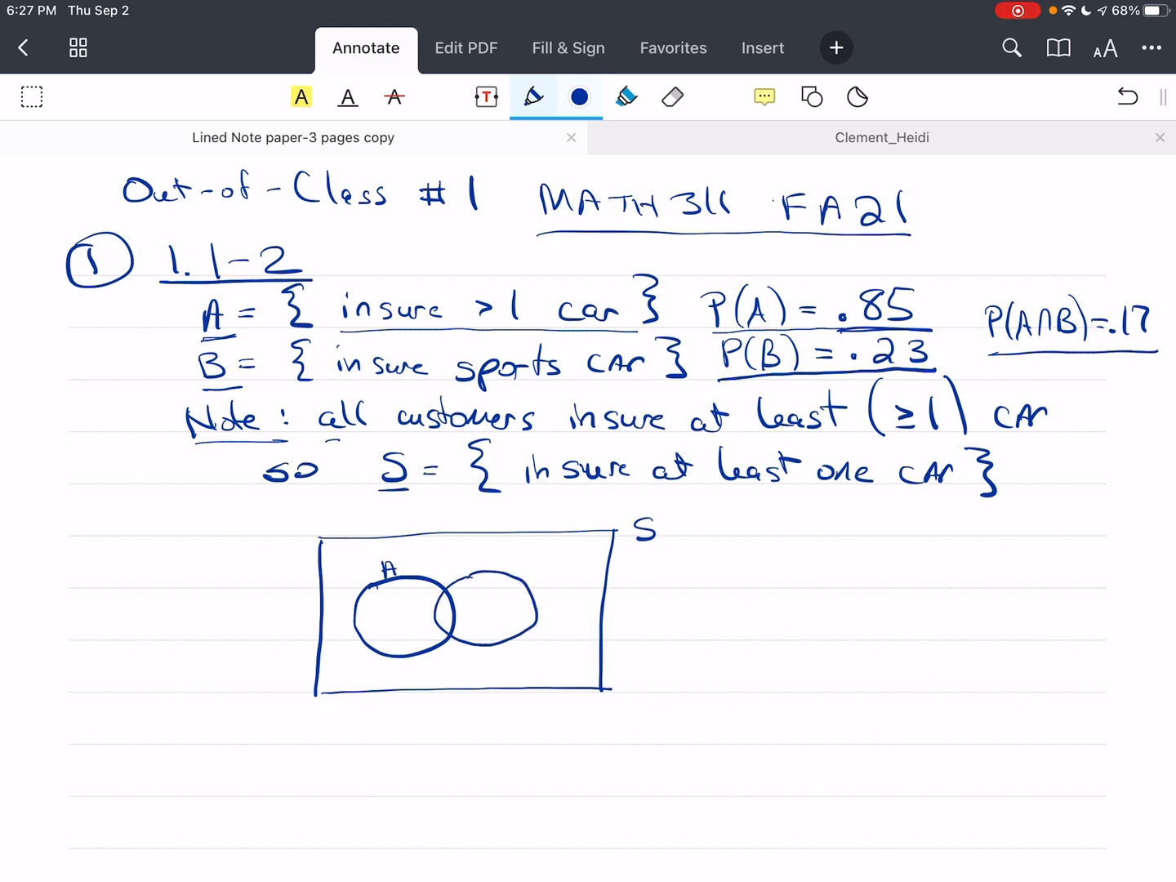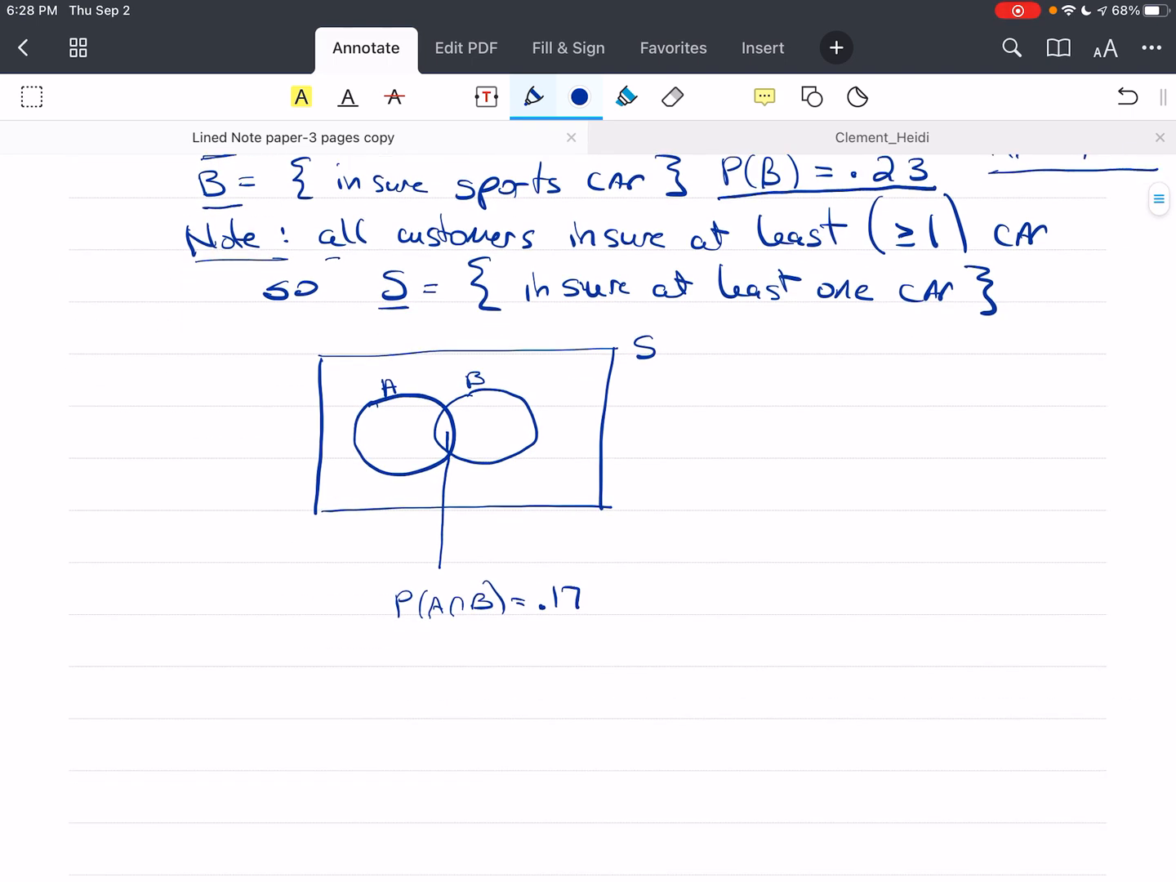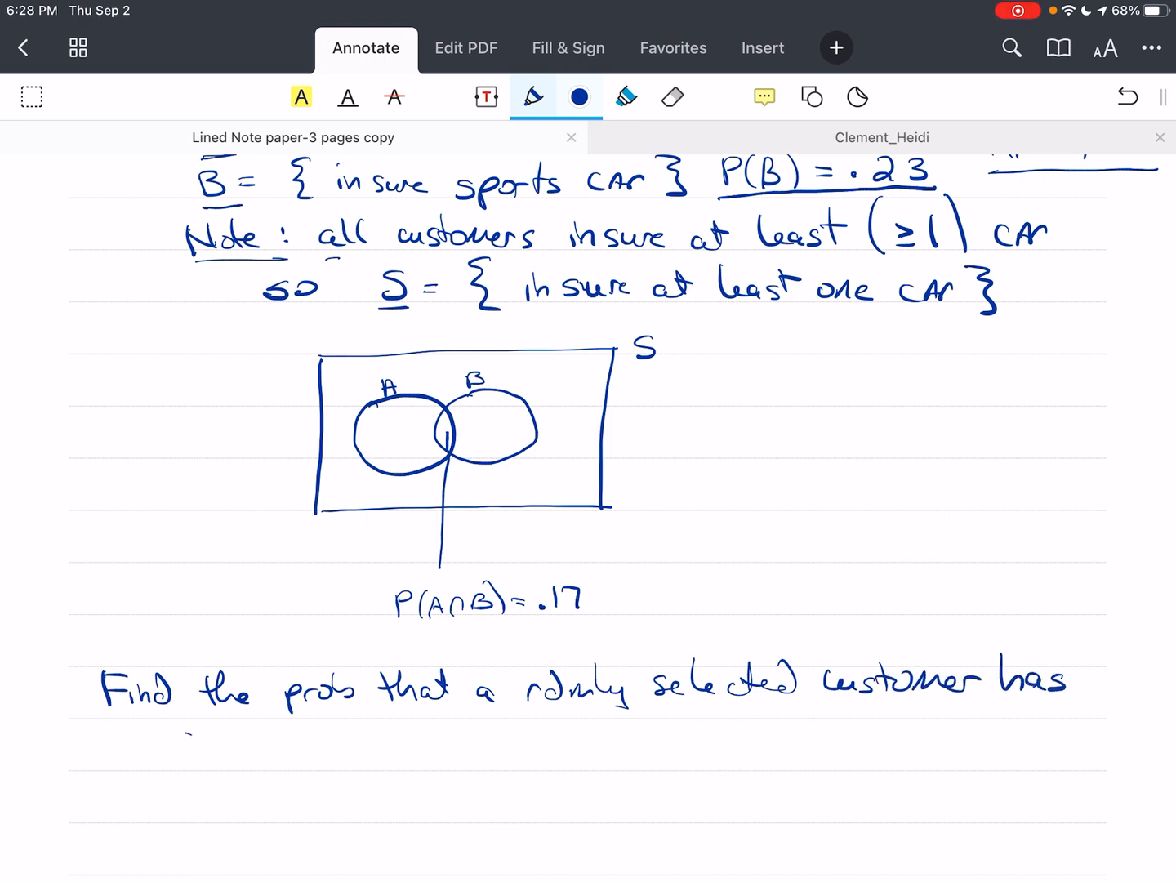Now I'm not drawing these to scale because that would make it a lot more difficult. So I'm just going to draw A, and then our intersection, P of A and B, is equal to 0.17, right? And we know that A is 0.85 and the probability of B is 0.23, and we're asked to find the probability that a randomly selected customer has exactly one car insured, and it is not a sports car.